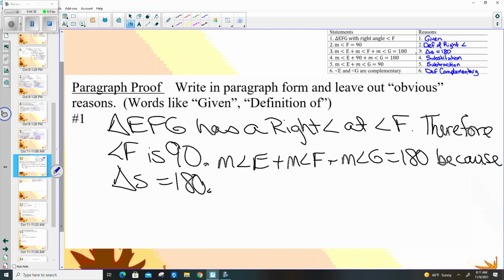All right, my next statement, my next two statements, we could kind of condense. We went from E plus F plus G equals 180 to E plus 90 plus G equals 180. Because we substituted the 90. And then we subtracted that 90 out to get to E and G equaling 90. How could we say that? How could I put that in a sentence? Take what I just said we did and put it into a sentence.